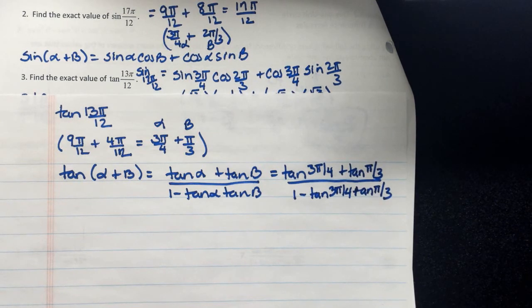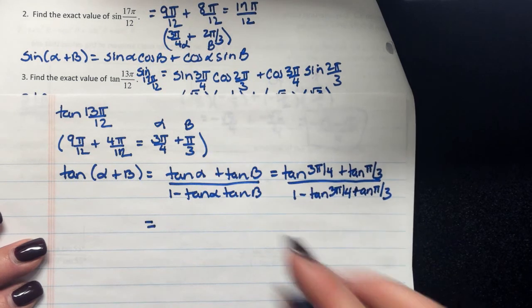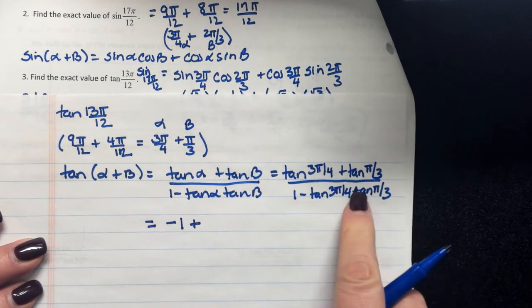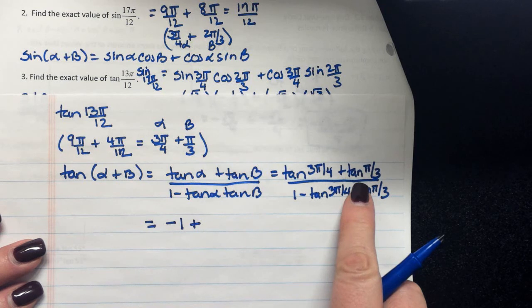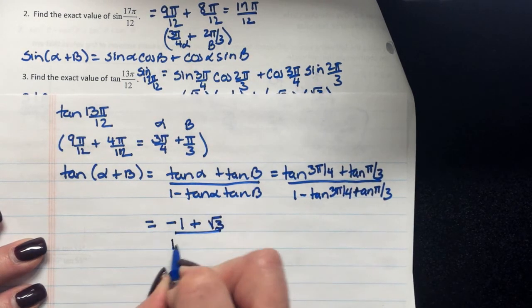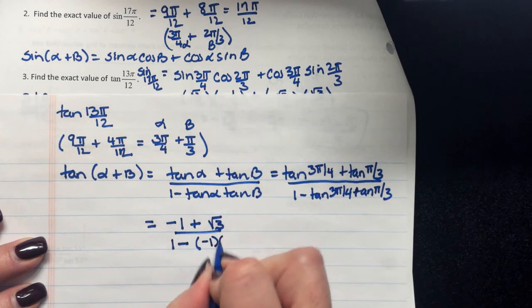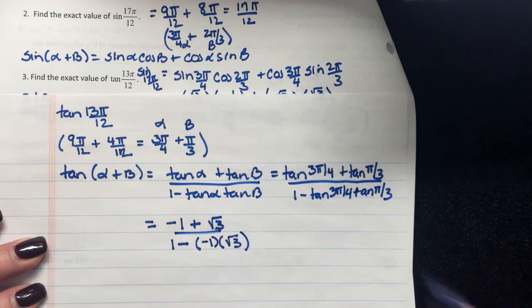Unfortunately, guys, the tangents are the trickiest because you have a fraction. Because I know you guys just absolutely love working with fractions oh so much. So now, what is the tangent of 3 pi over 4? Negative 1. Plus, what's the tangent of pi over 3? Square root 3. All over 1 minus, again, you just told me the tangent of 3 pi over 4 was a negative 1 times the square root 3.